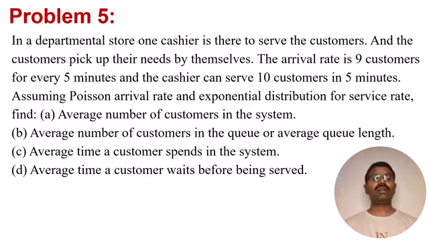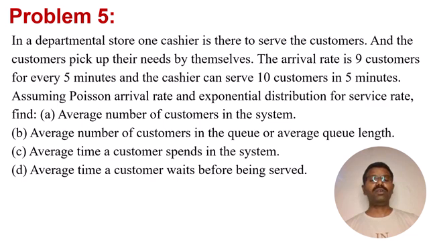So let us solve one more final problem. In a departmental store, one cashier is there to serve the customers, and the customers pick up their needs by themselves. The arrival rate is 9 customers per 5 minutes, and the cashier can serve 10 customers in 5 minutes. Assuming Poisson arrival rate and exponential distribution for service rate, find the average number of customers in the system, the average number of customers in the queue or the average queue length, the average time a customer spends in the system, and the average time a customer waits before being served. So these are the things we need to find out.